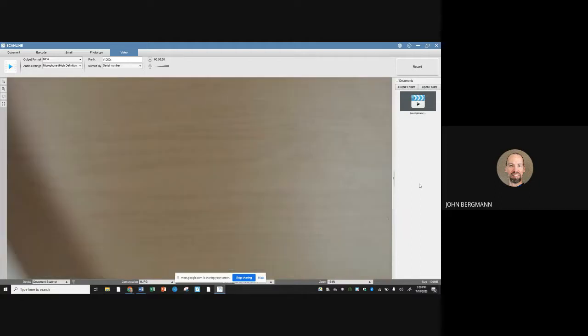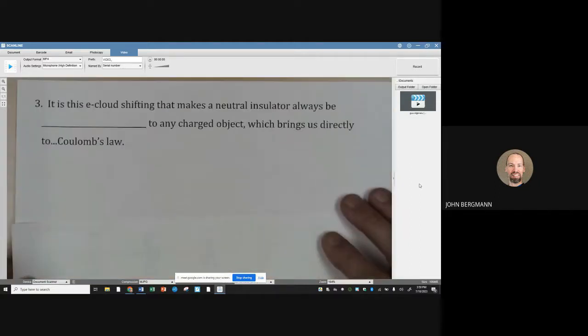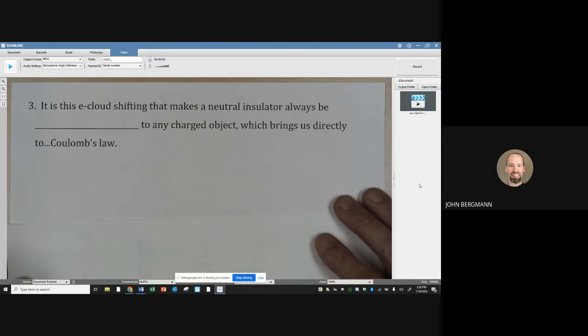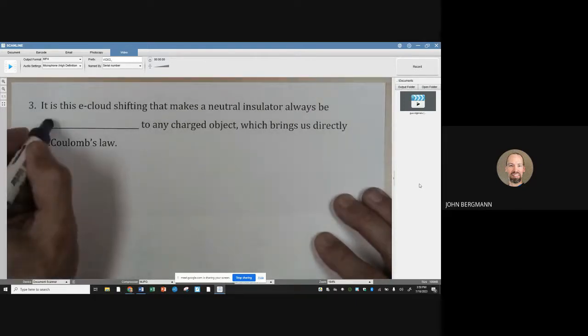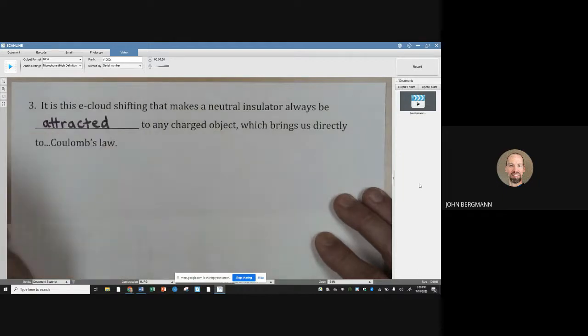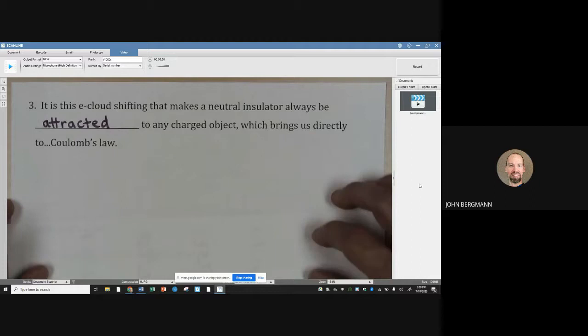That brings us to our final point for this video. It is this electron cloud shifting that makes a neutral insulator always be attracted to any charged object, which brings us directly to Coulomb's law, a subject for another video.